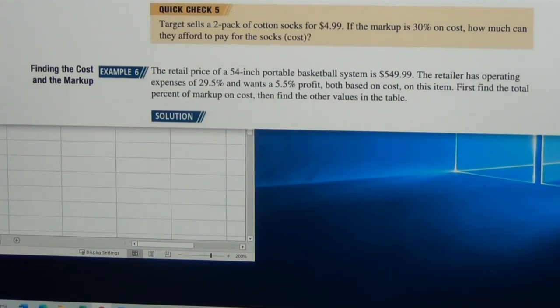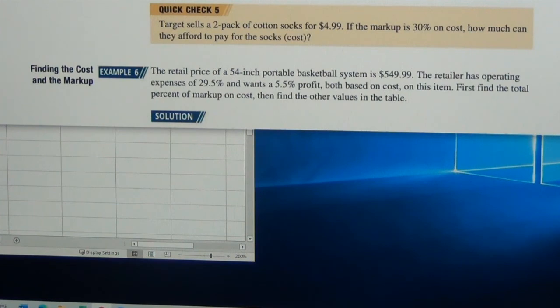Let's look at this problem. The retail price of a 54-inch portable basketball system is $549.99. The retailer has operating expenses of 29.5% and wants a 5.5% profit, both based on cost. First, find the total percent of the markup on costs, then find the other values in the table. See if you can handle this. Pause it.